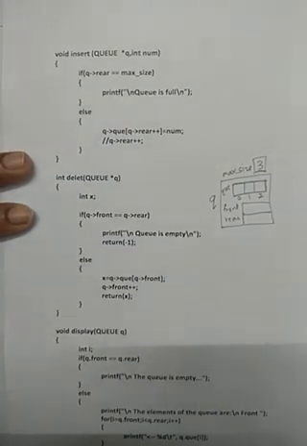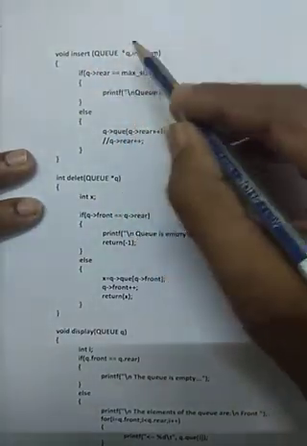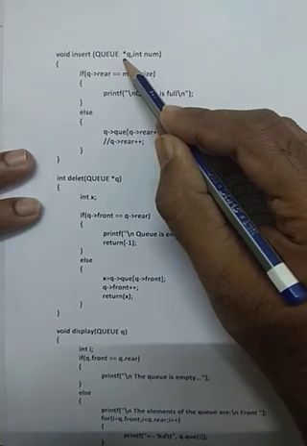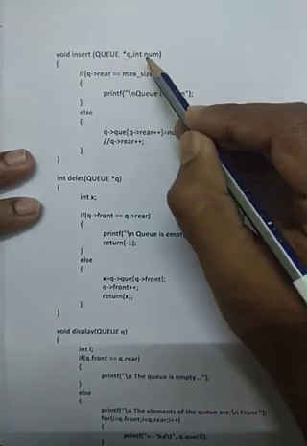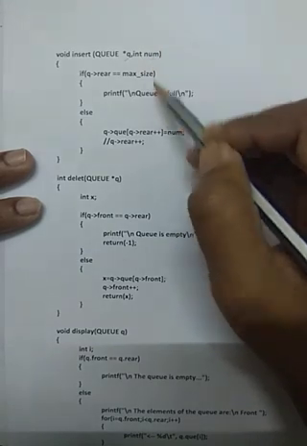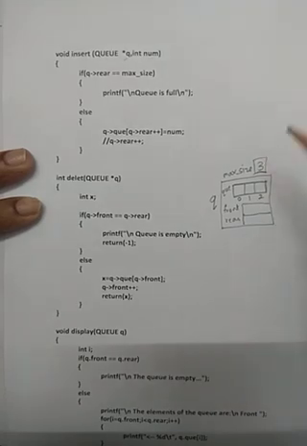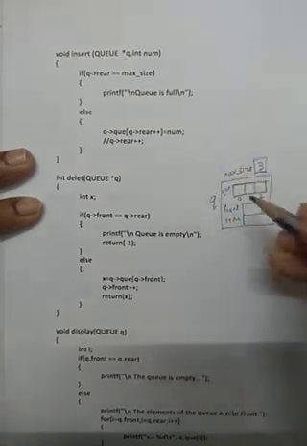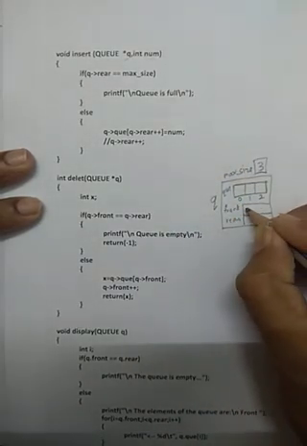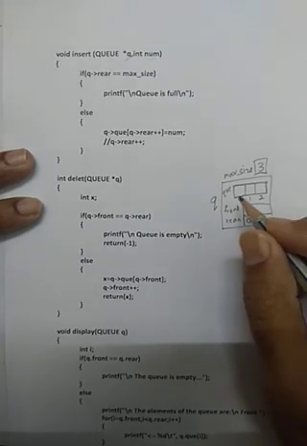Now these are the functions. The first function is the insert function. The first parameter is a pointer to the queue, and the second is num, which is the element to be inserted. This is the memory which I have shown here. Now, front and rear I had initialized to 0.